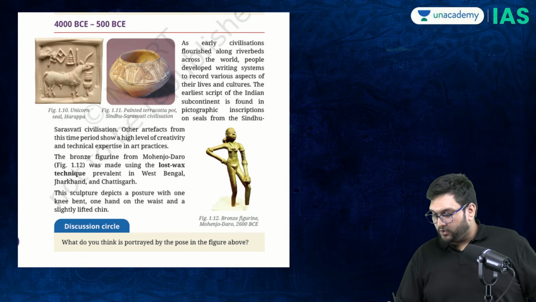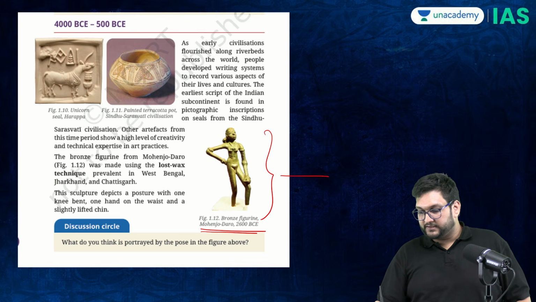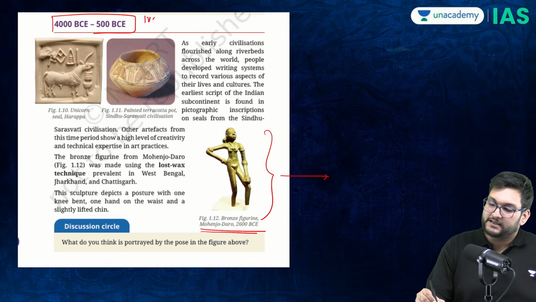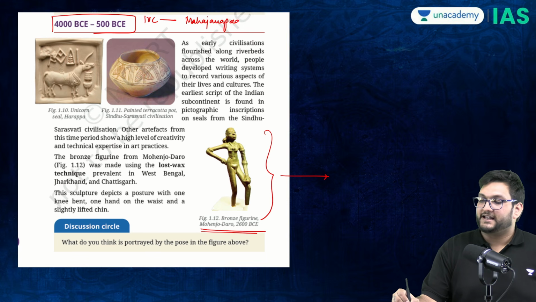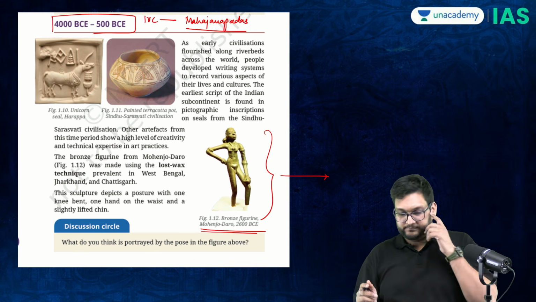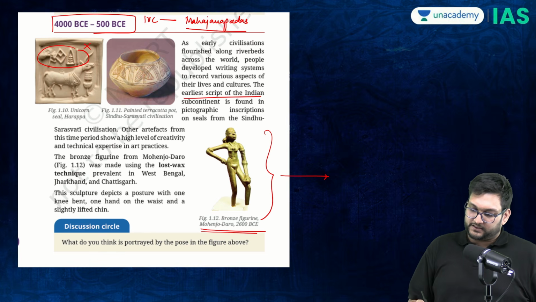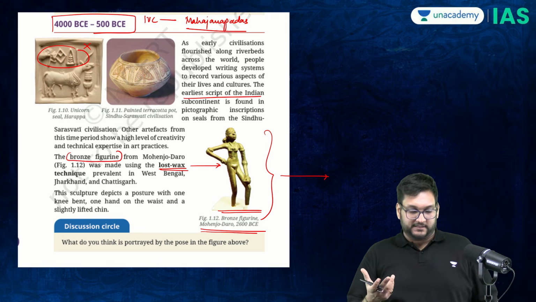Then this is the controversial image which had been censored. Now it is not censored, which was a victory for the historians and the academic community. But between IVC and Mahajanpadas, now they talk about the different expressions of art. For example, here they talk about the earliest script, which has not been deciphered till this point, bronze figurine in the form of the lost wax technique used in the bronze dancing girl itself.